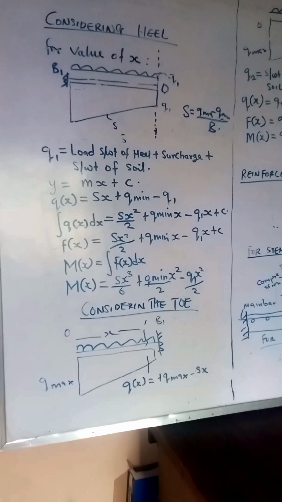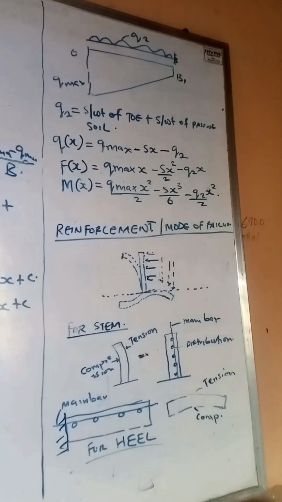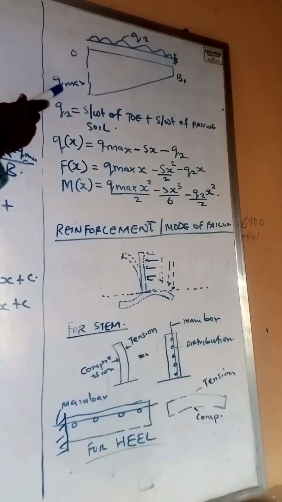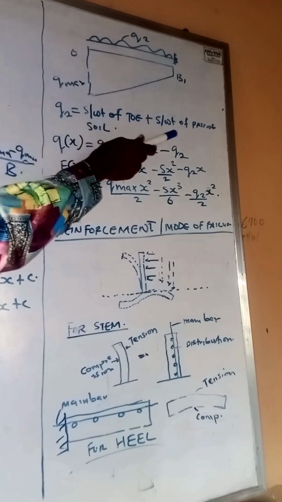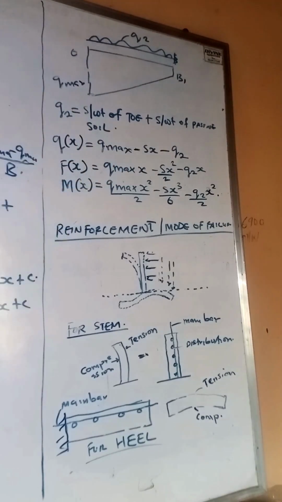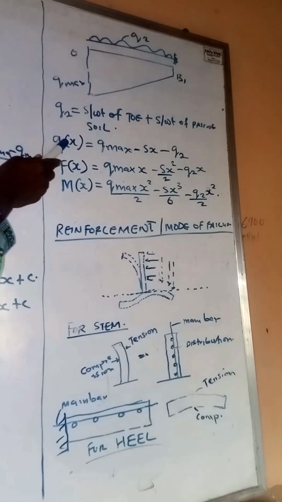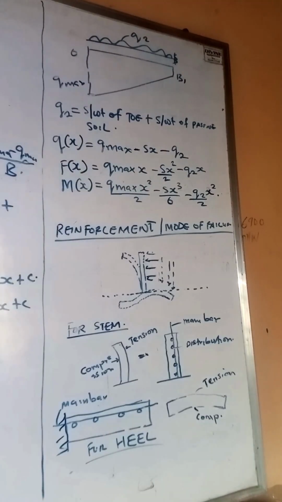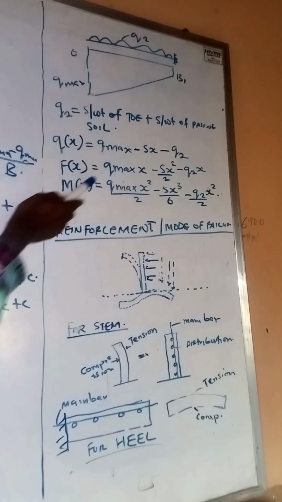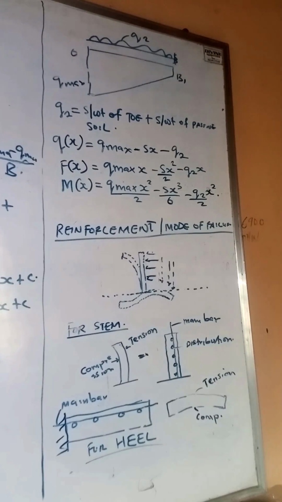Now let's write this expression as we look at it. Remember, our Q2 is the self-weight of the toe plus the self-weight of the passive soil. Next, we have the load function as a function of x. Then by integration, we have the shear force expression and the moment expression as well.